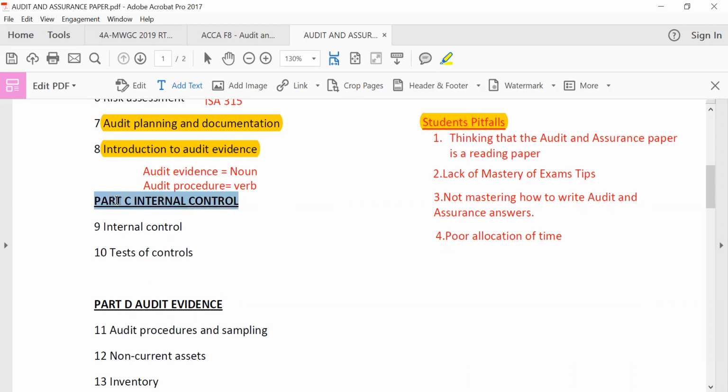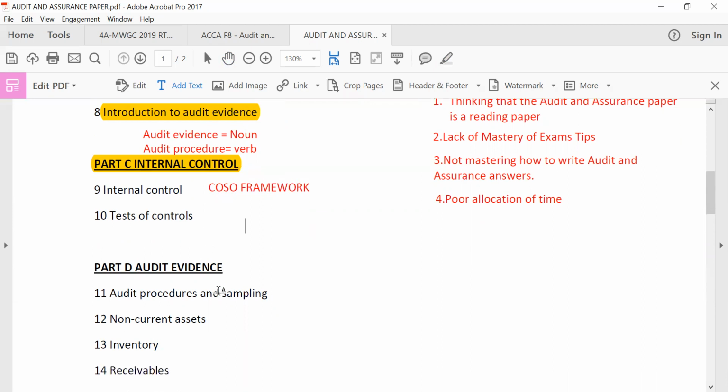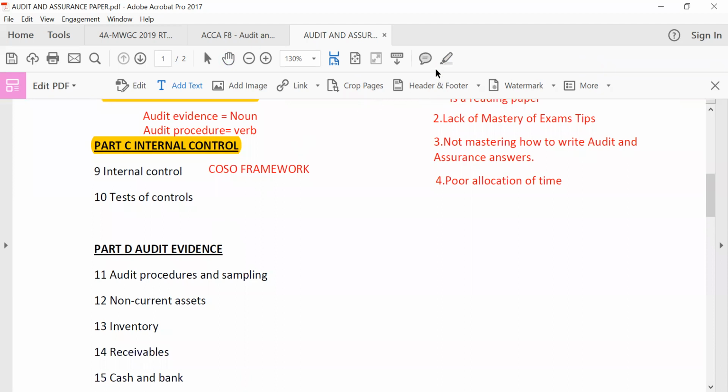Part C, internal control. So over here, we're going to focus much on the COSO framework. If you really want your internal control system to be robust and defensive, you need to pay heed to the COSO framework. Test of controls, you look at it. So that ends it for part C.